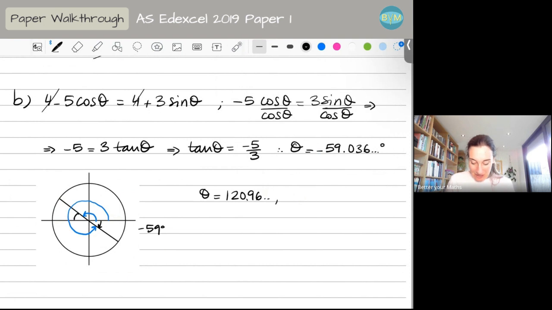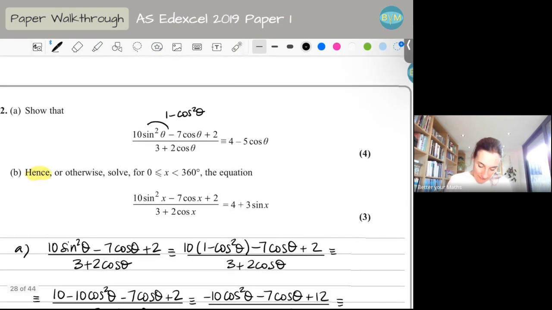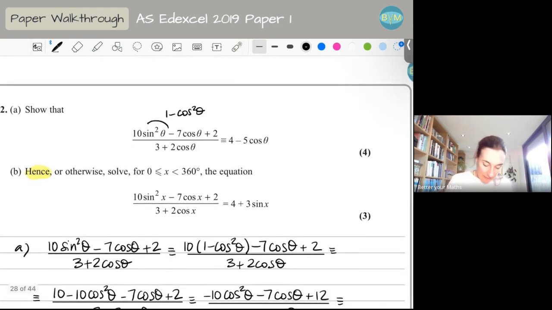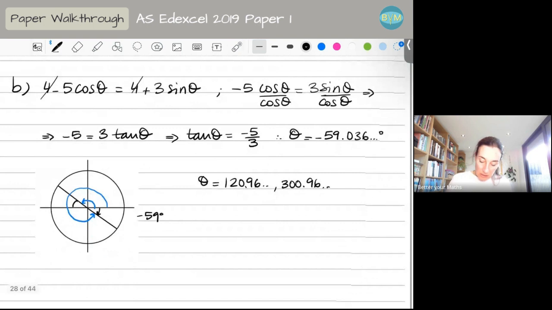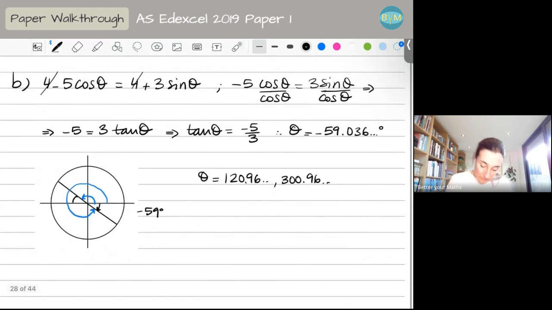So the next one is going to be 300.96. Yeah, and they asked me to round to something, no? No, they don't. Solve the equation. So I'm going to round, I don't know, the numbers are so tempting to round. Okay, I'm going to round to whole numbers, yeah? 121 degrees and 301 degrees to the nearest degree.